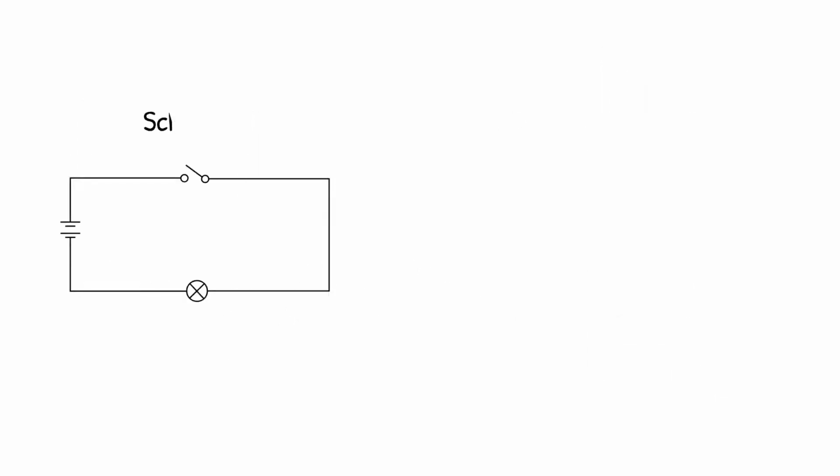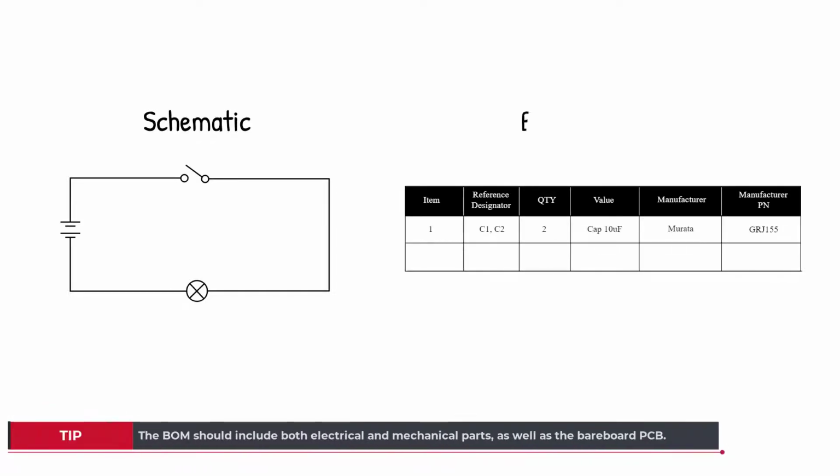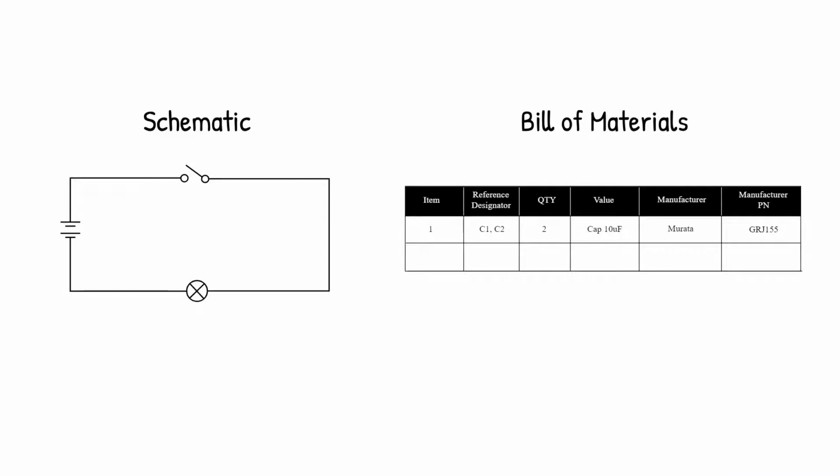The first documents are the schematic and bill of materials, or BOM. As a reminder, the bill of materials should have been created following the schematic completion. It contains all the components in the PCB assembly, quantities, part numbers, descriptions, and reference designators.